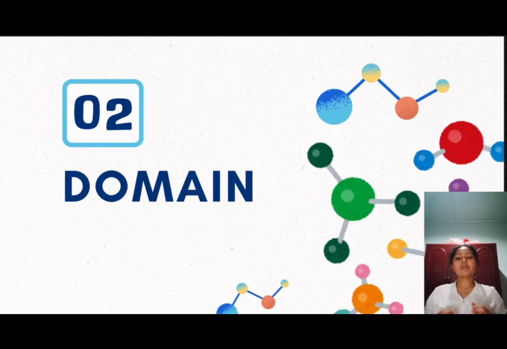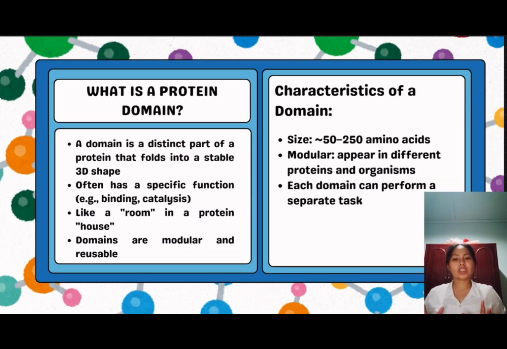Now let's talk about the protein domains. Think of a protein like a big house, and inside that house are different rooms. These rooms are the domains. Each room has a specific purpose. Maybe one is a kitchen, another a bedroom, and another a study. Just like that, each domain in a protein does a unique job.